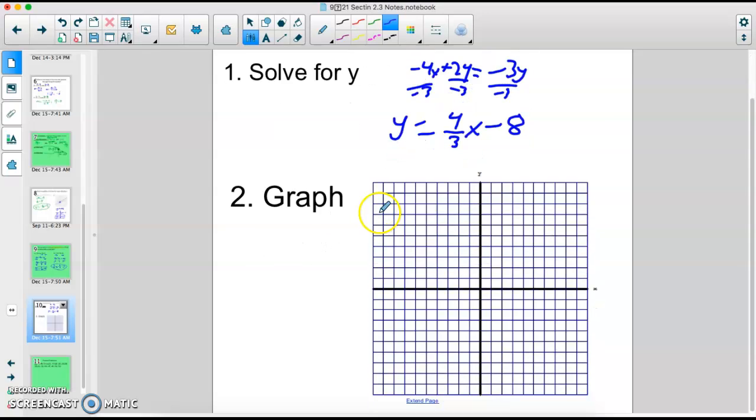Okay, so now we need to graph it. When you go to graph, you always start out with your y-intercept, because that's the easiest point to plot. We're at negative 8. So 1, 2, 3, 4, 5, 6, 7, 8. We're right here. Okay, and then we're going to go up 4 to the right 3. 1, 2, 3, 4, and then over 3. 1, 2, 3, and here's our new point. All you need are 2 points to make a line, and so there's our 2 points.